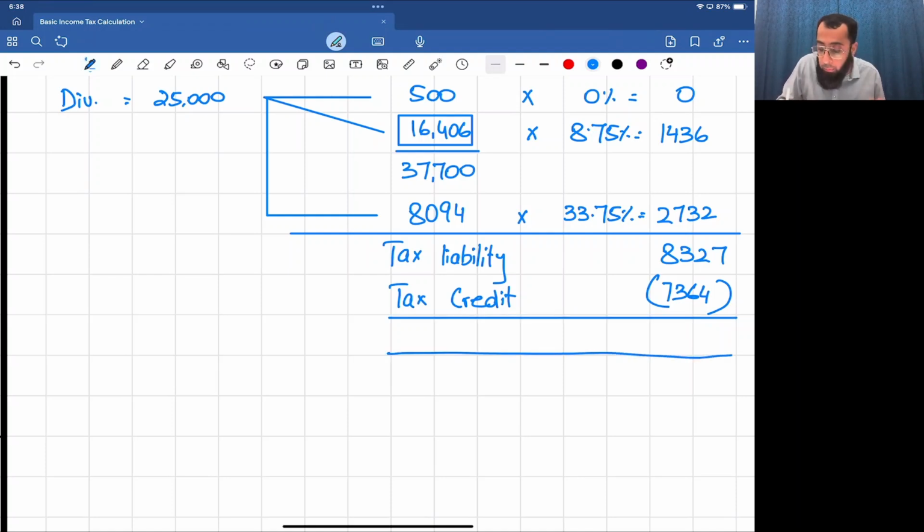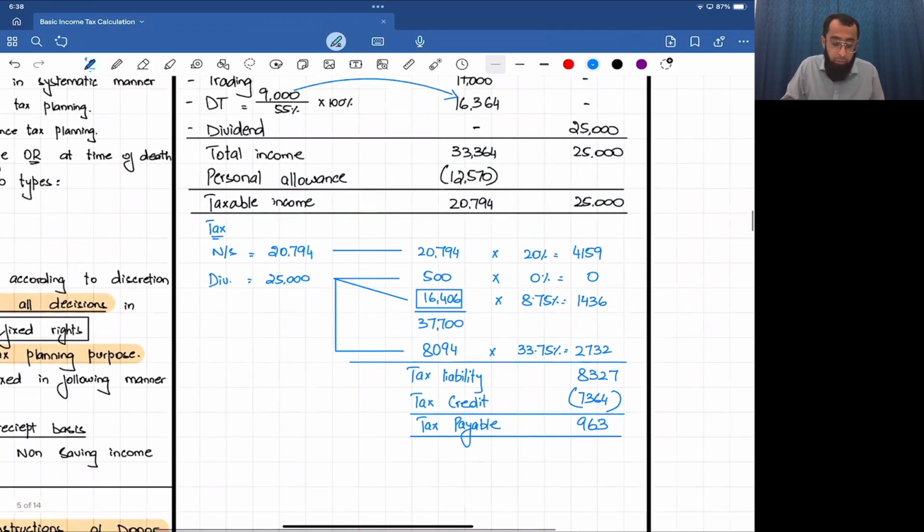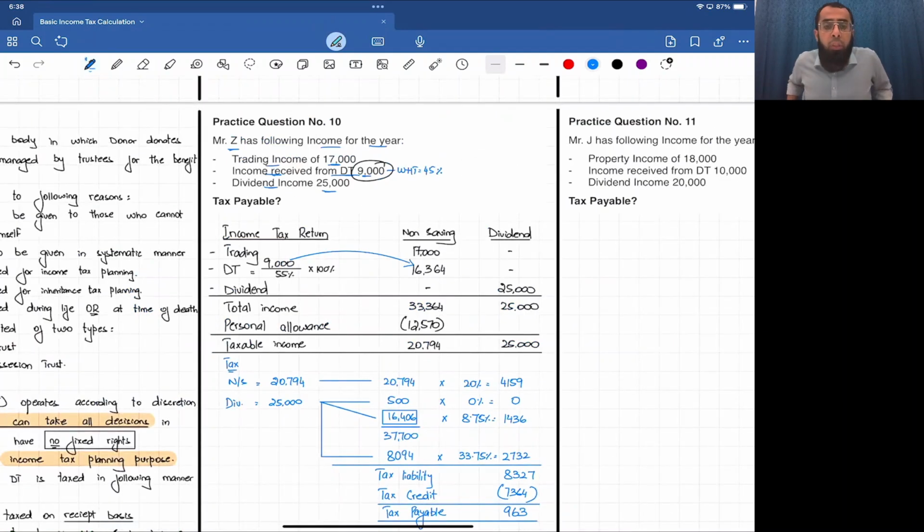See, the only new thing was the grossing up adjustment for the discretionary trust. Rest was its concept only. Minus 8327. So it's 963 as the tax payable. Let me repeat it again. If you look at it carefully, in this question, you had trading income, which is just a normal non-saving income. Income received from discretionary trust on which there is 45% withholding.